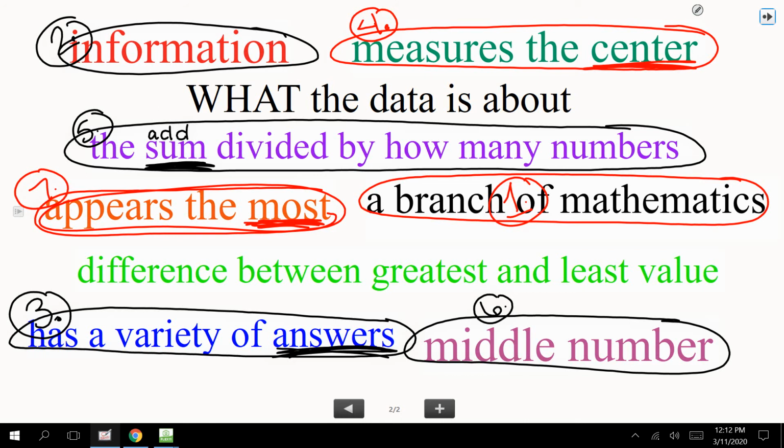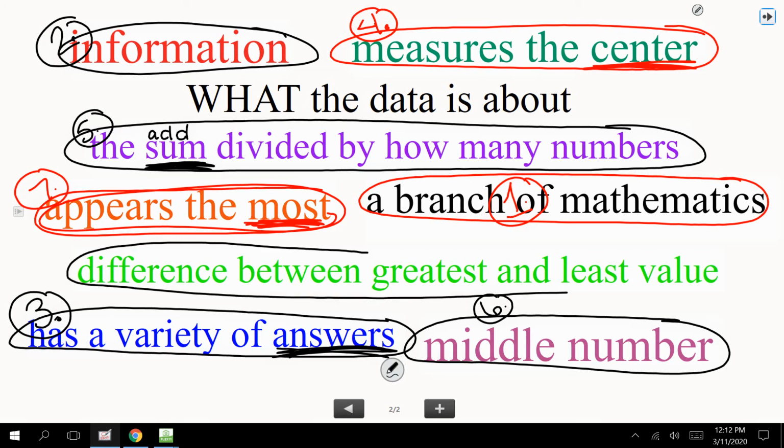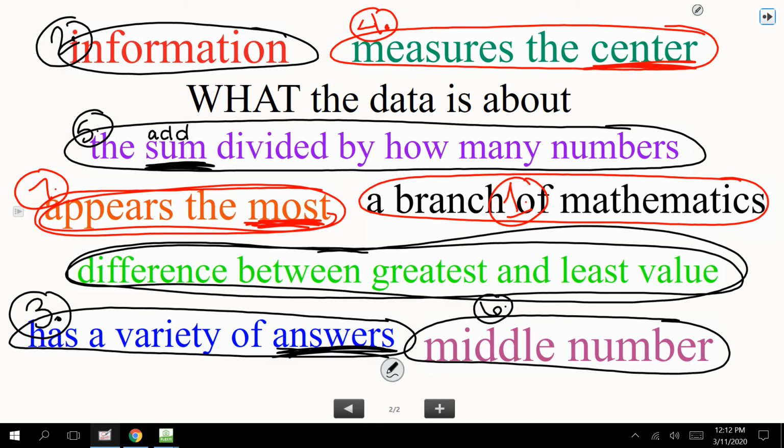Okay. Number 8 says range. What's the range going to be? Braden Rubino? The difference between greatest and least. What operation does it mean when it says difference? Julia? Subtraction. So right here, we also know this is the range because it's talking about the biggest and the smallest. So this is going to be number 8, my range.